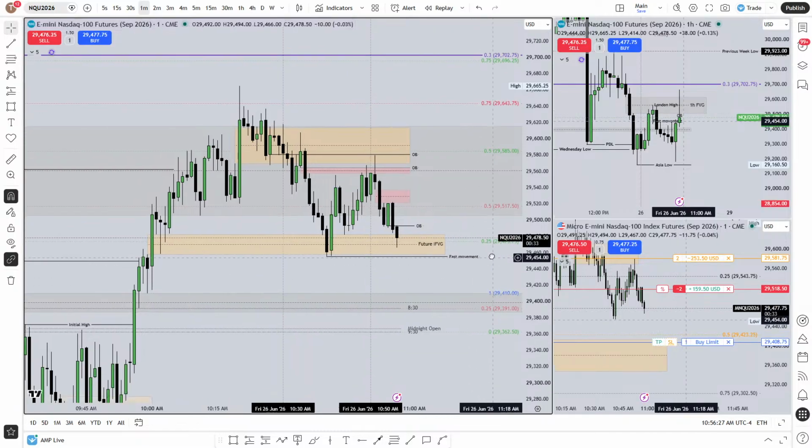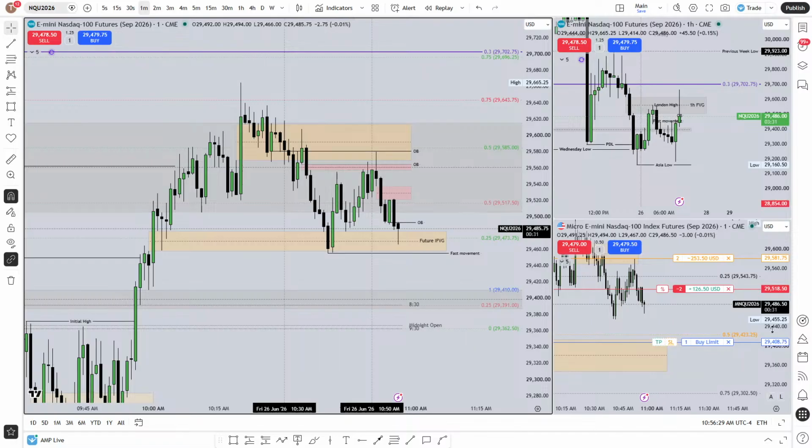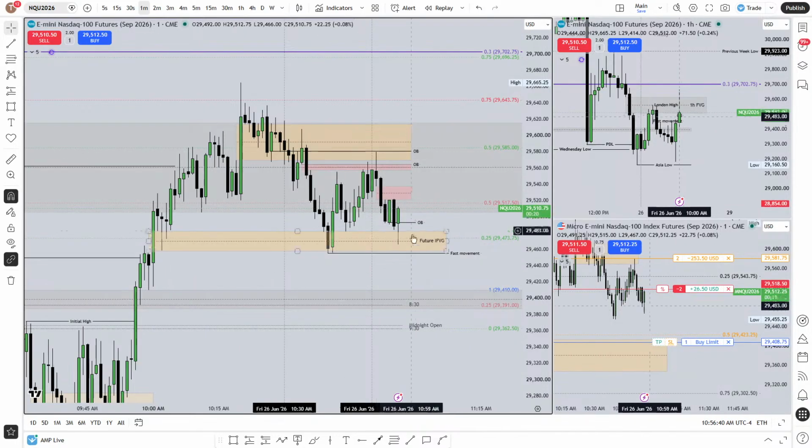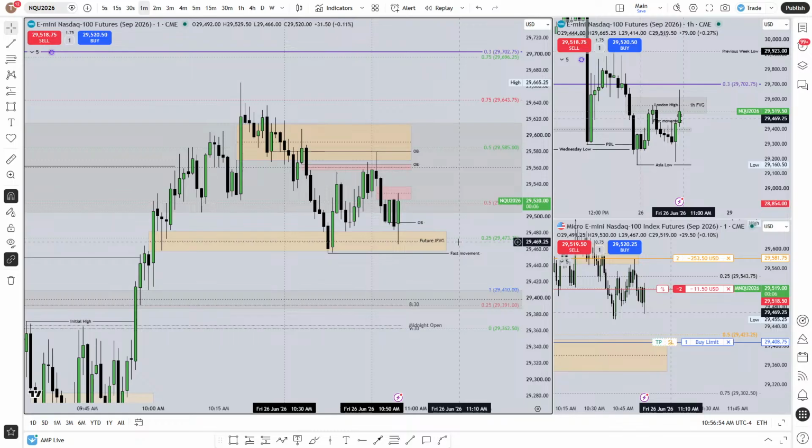Hitting the upper quadrant of the opening range gap again. Not loving that. Midpoint.